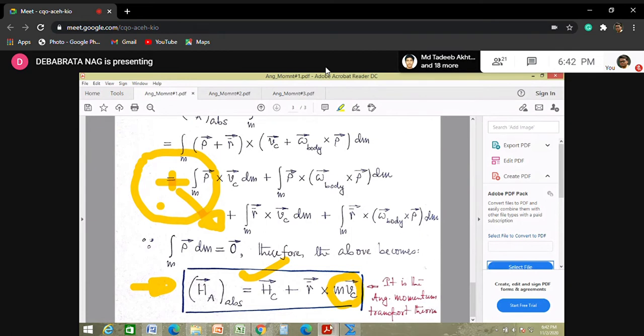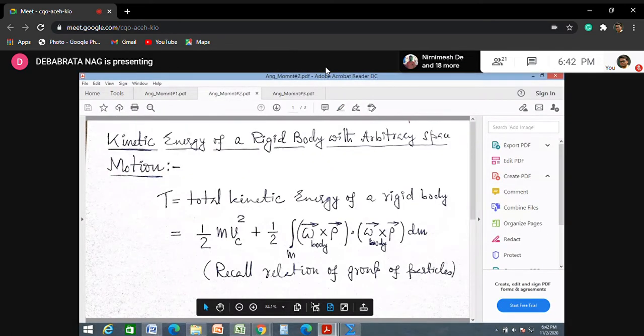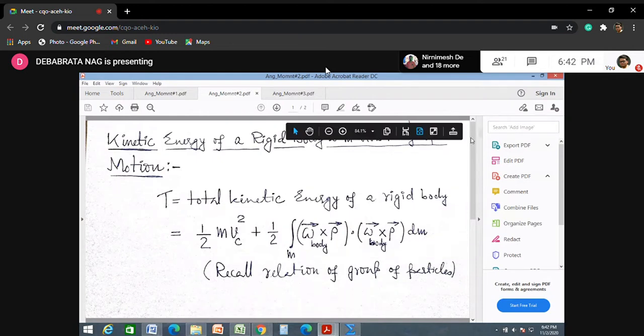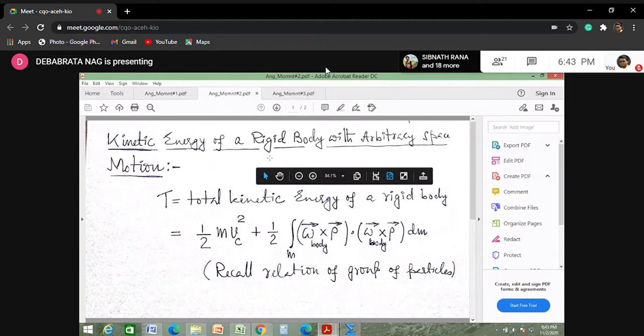I just quickly recapped what we have studied before our puja break, so that we can have a seamless discussion. So the next item that we studied is the kinetic energy term. This is the kinetic energy of a rigid body which is undergoing an arbitrary space motion. So in this case, the kinetic energy.